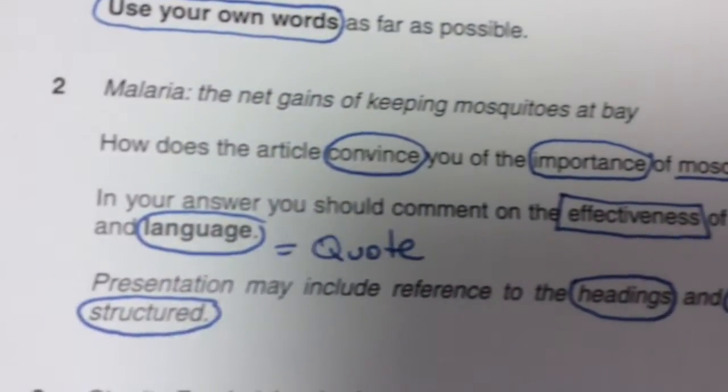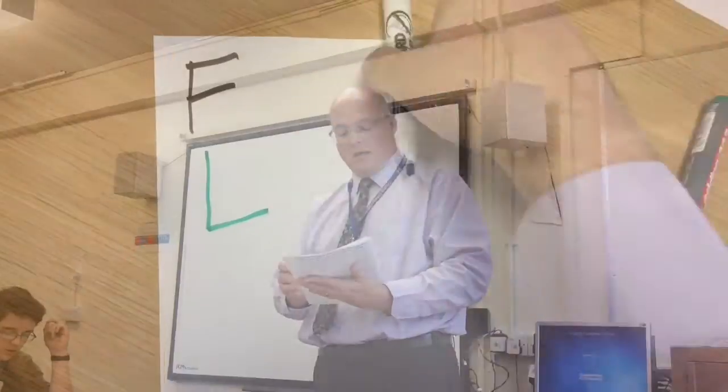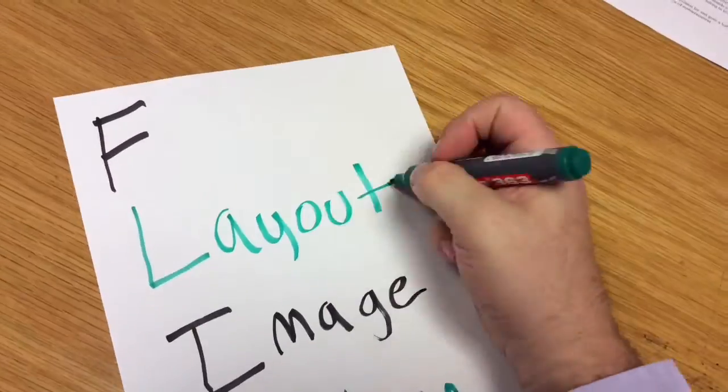"In your answer, you should comment on the effectiveness of the writer's use of the presentation and language." Well, they've helpfully given me two keywords in bold. Presentation, putting a circle around that. Language, putting a circle around that. Effectiveness, I'm going to put a circle around that. I remember that to look at presentation, I use FLICK. I'm going to write FLICK down: font, layout, image, colour. I've written that there so I'll remember it. Language, I know that just means quote. I don't have to worry.